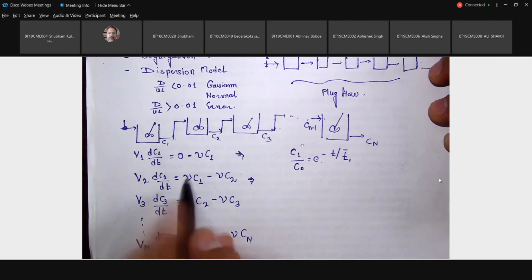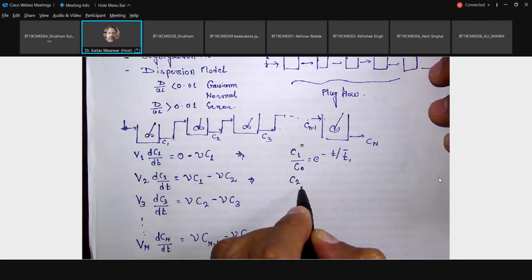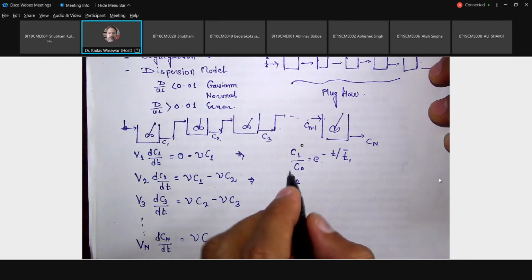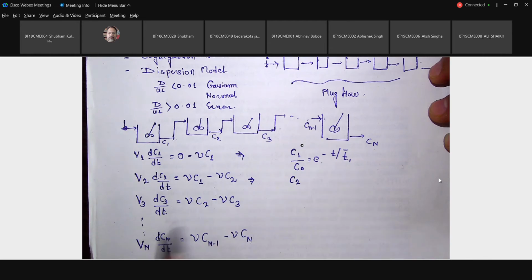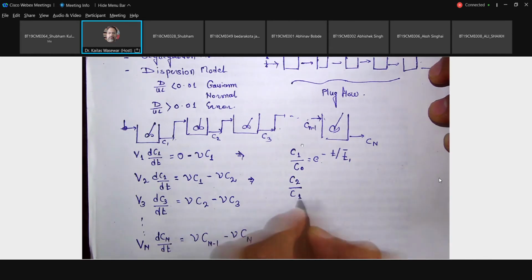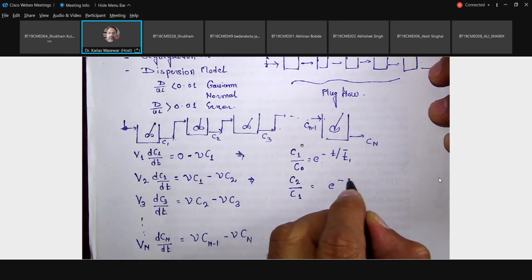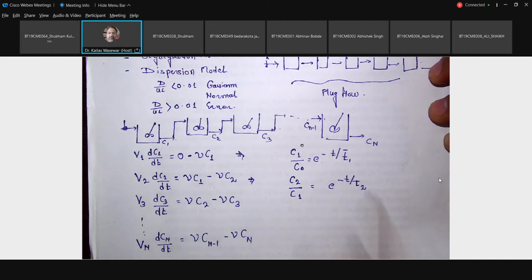And that is again C2 upon C1 is equal to e to the power minus t upon tau 2, or t bar 2, we can write it, no problem. What rest you will get?